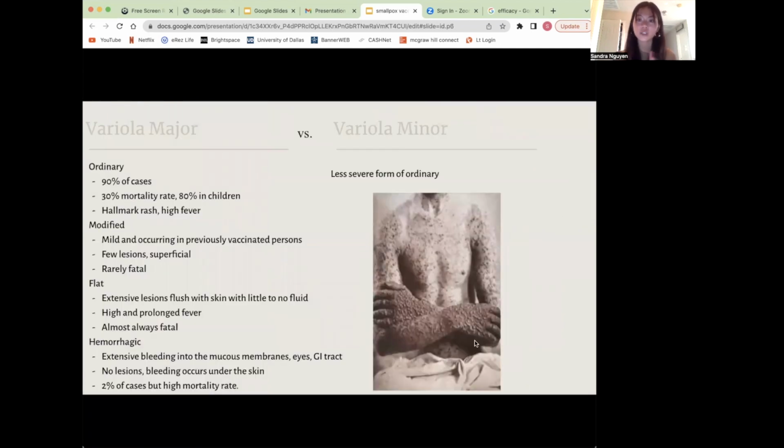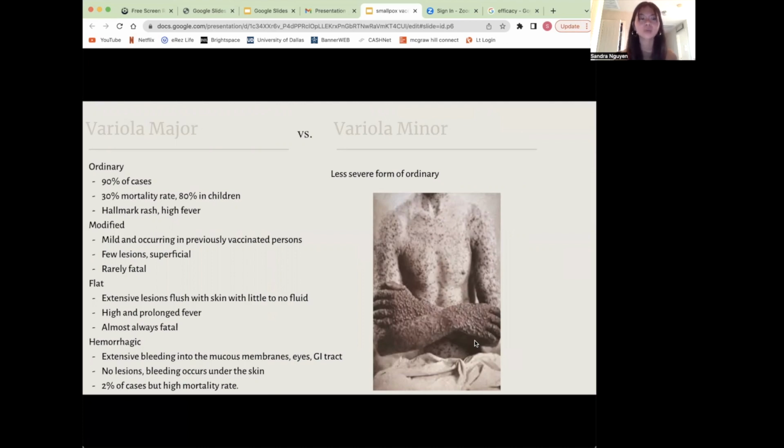So we have two main strains that cause very different symptoms. So we have variola major and variola minor. In variola major, we have 4 different kinds of manifestations of the disease, which include ordinary, modified, flat, and hemorrhagic. In ordinary, it's about 90% of all smallpox cases with a 30% mortality rate and 80% in children. And it has that hallmark macular-papular rash and a high fever.